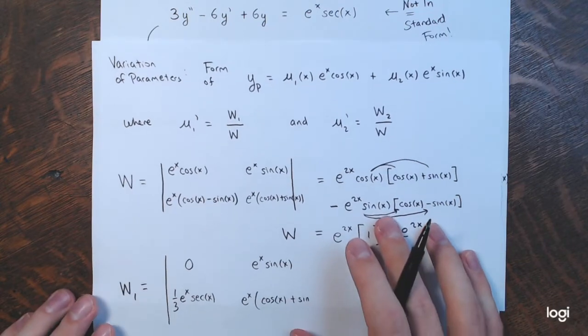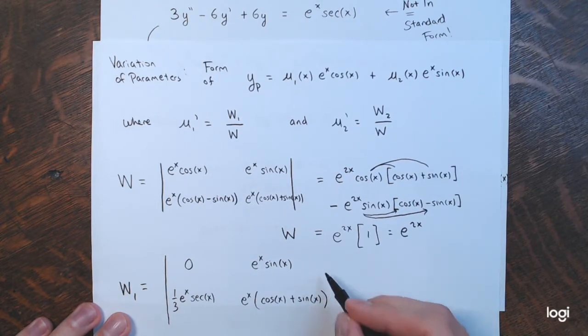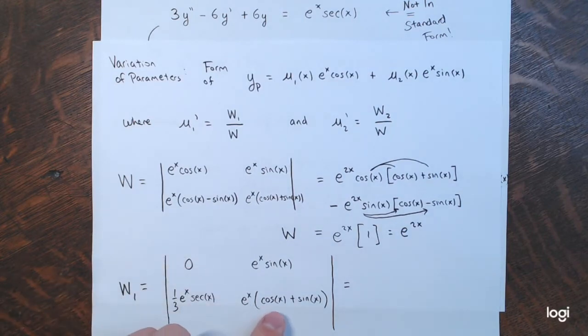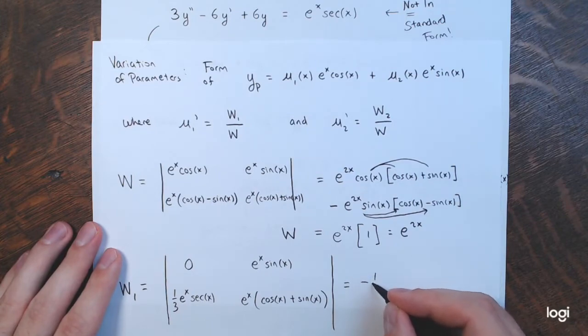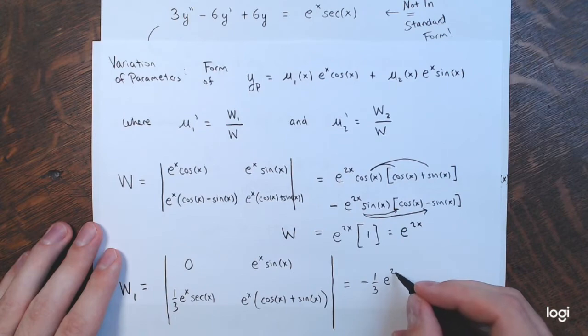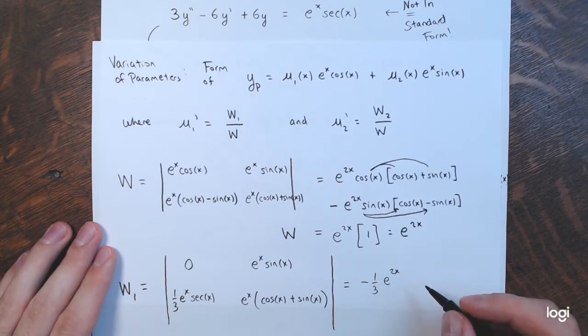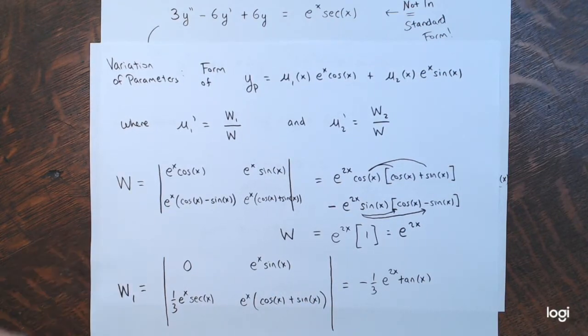Oops, sorry about that, you're not able to see that. So 0, f of x, and then the second column stays the same. Alright, now if you do this determinant, it would be 0 minus, and then so we have negative 1/3 e to the 2x times tangent x, because sine times secant is tangent. Alright, so there's W1.